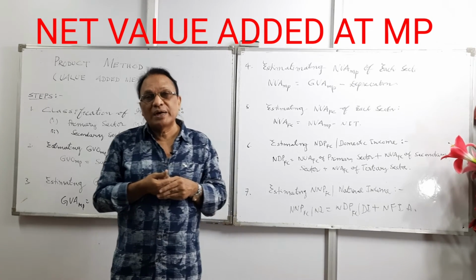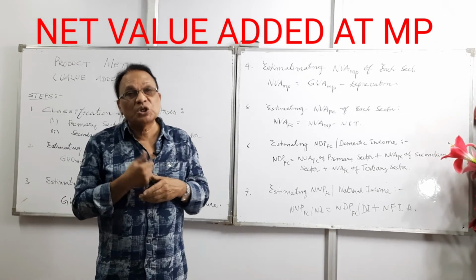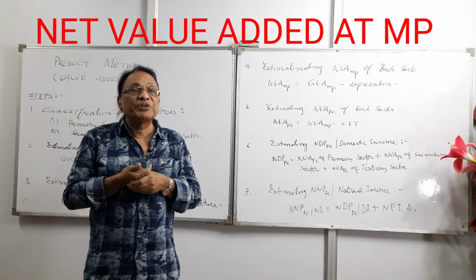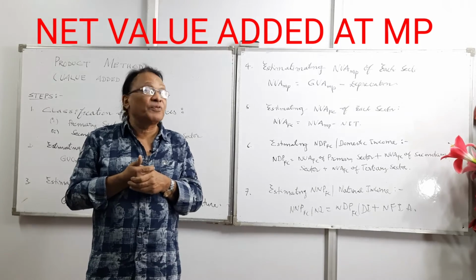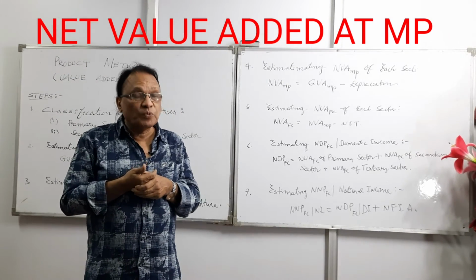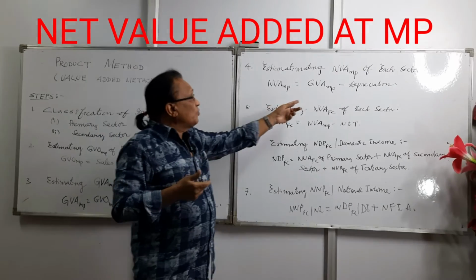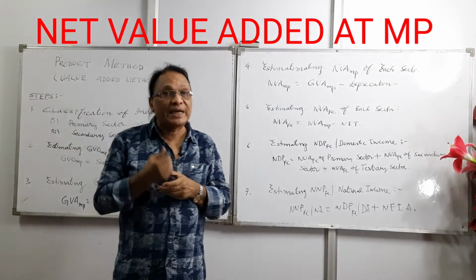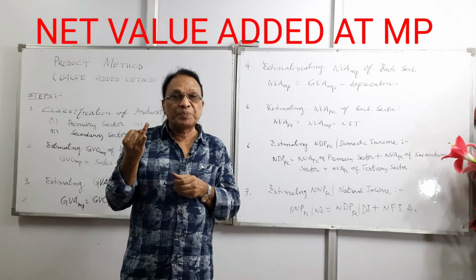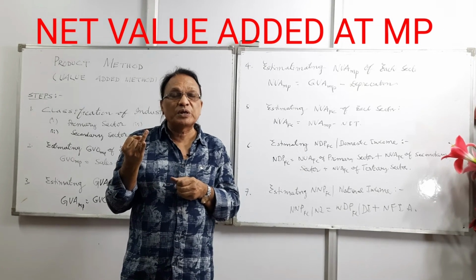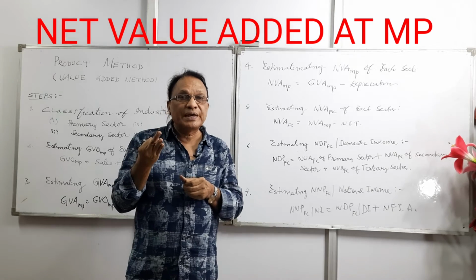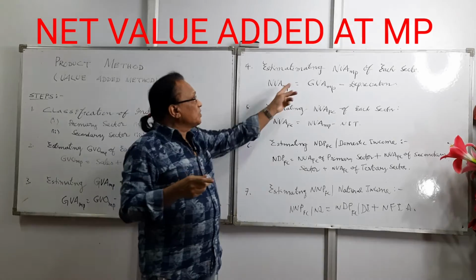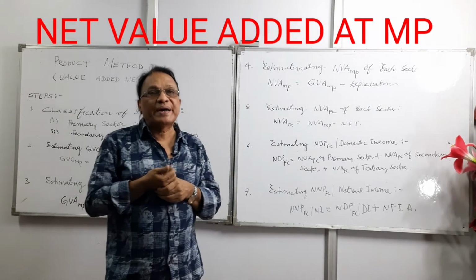So from gross value added at market price, by subtracting depreciation, wear and tear. When the producer is doing production, obviously some wear and tear, expected rate of obsolescence takes place. So by subtracting that, you get net value added at market price. That's the fourth step. First step is classification of industries. Second step is estimating gross value of output at market price. Third step is estimating gross value added at market price. Fourth step is estimating net value added at market price.